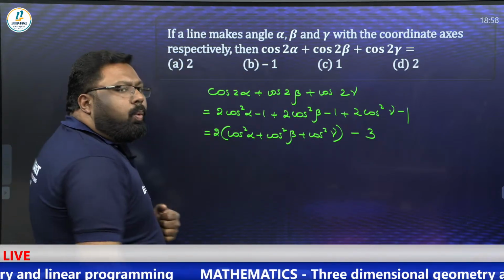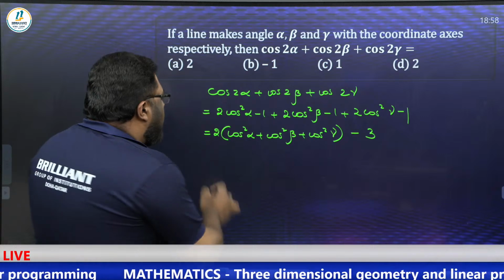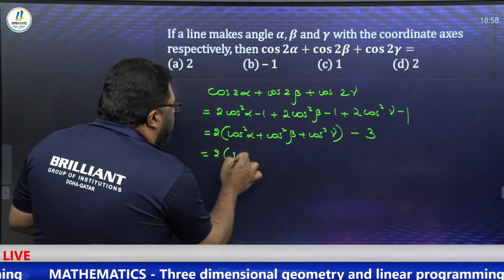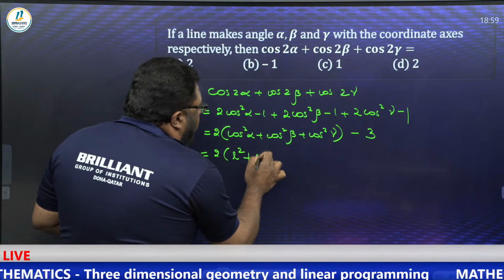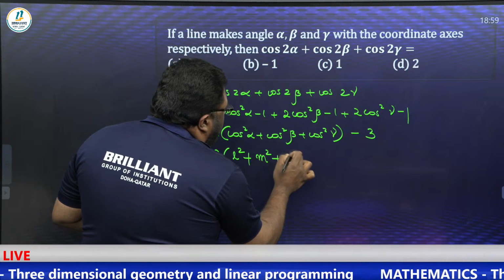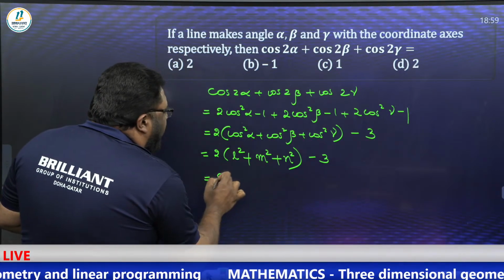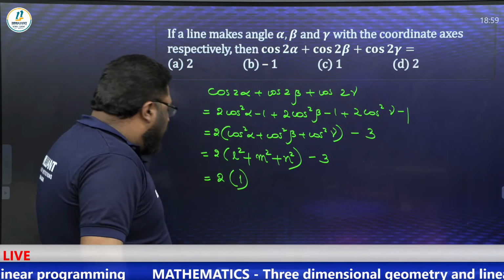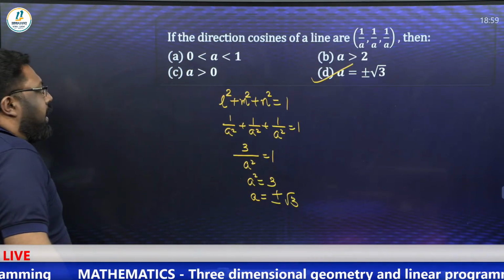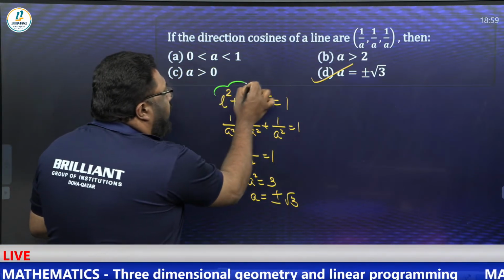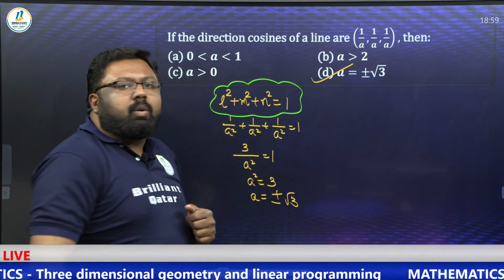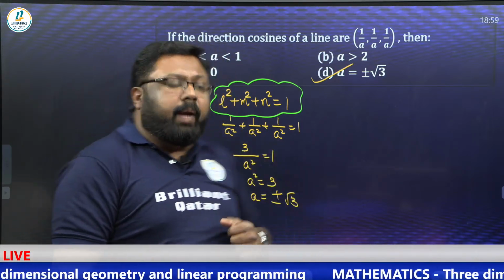So we already know what cos squared alpha is. Cos squared alpha is direction cosine number 1, cos squared beta is direction cosine number 2. So l squared plus m squared plus n squared, whatever be the line, is always 1. We have learned that. I already stated that property before today. Yes, l squared plus m squared plus n squared is always 1.